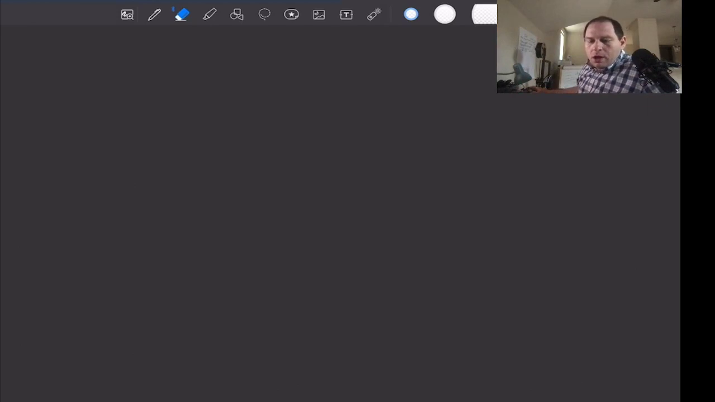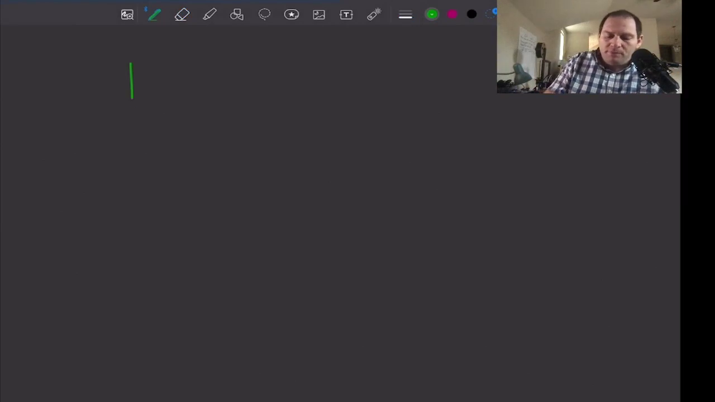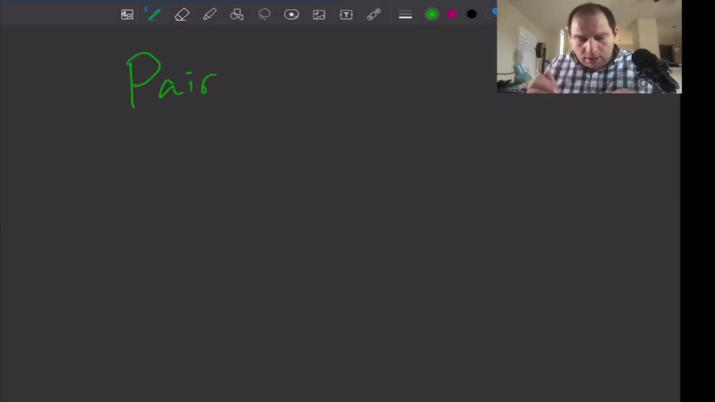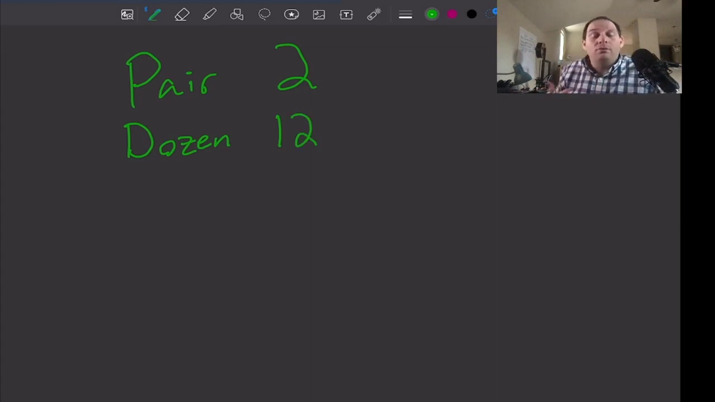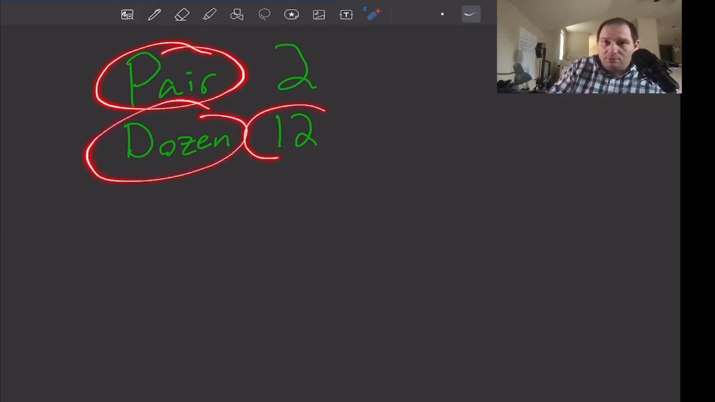Before we get onto the mole piece, let's think about units. When you think of the term a pair, you usually think of two, like a pair of sneakers. You have two of them. When you think of the term a dozen, you might have a dozen sodas in a 12 pack, a dozen donuts, a dozen roses. We think of the number 12. Notice these are units, and they represent a number.